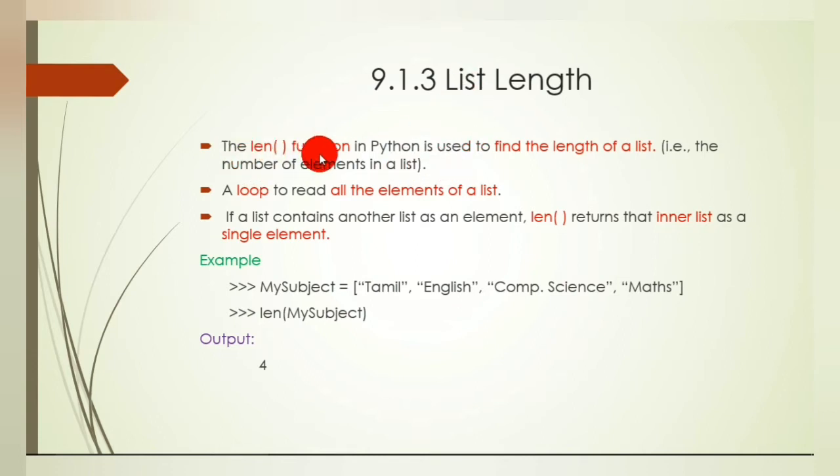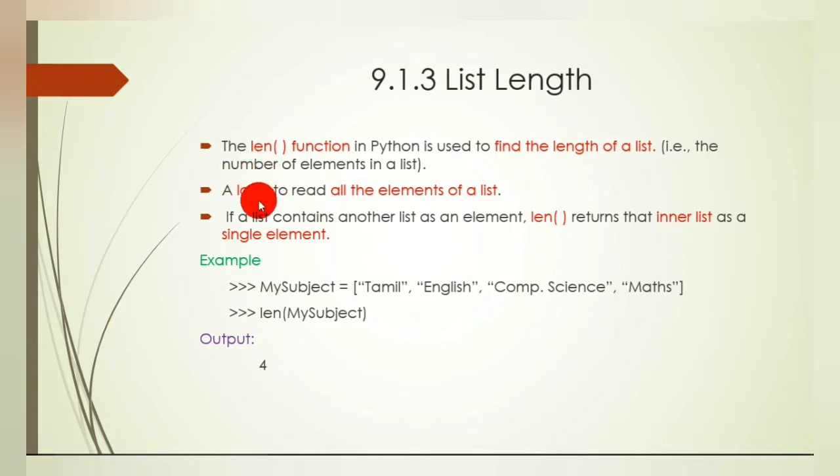Now you can see the definition of this length function. The length function in Python is used to find the length of a list. So what is meant by length? The number of elements in a list is known as the length of the list. We use loops to read all the elements of a list. So how can we read all the elements present in a list? By using loop statements.